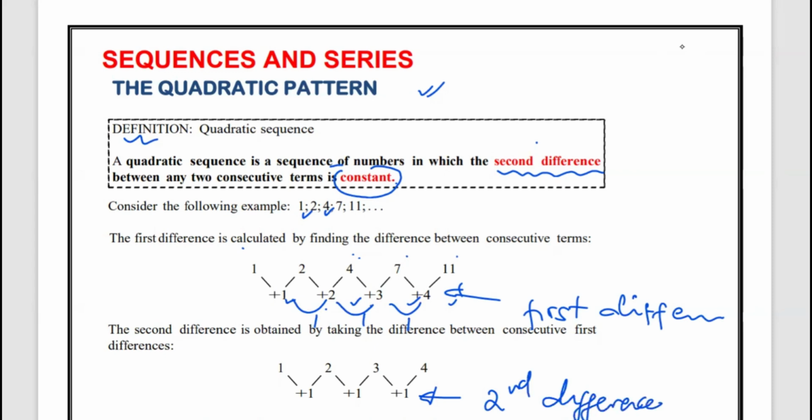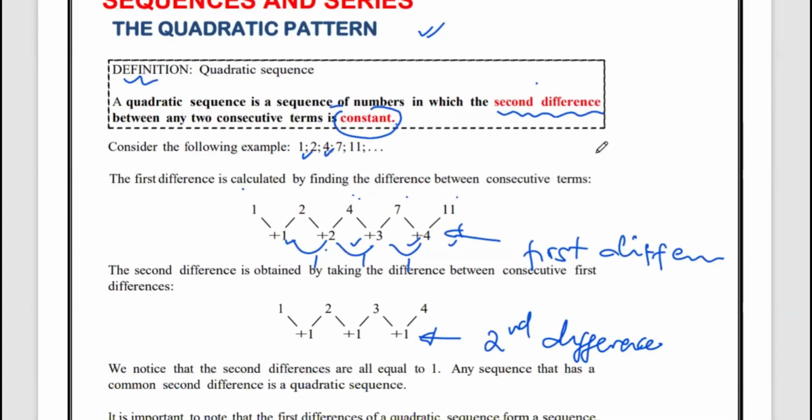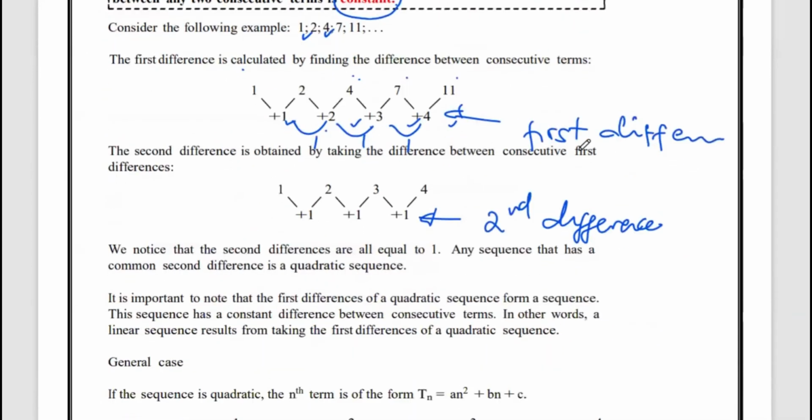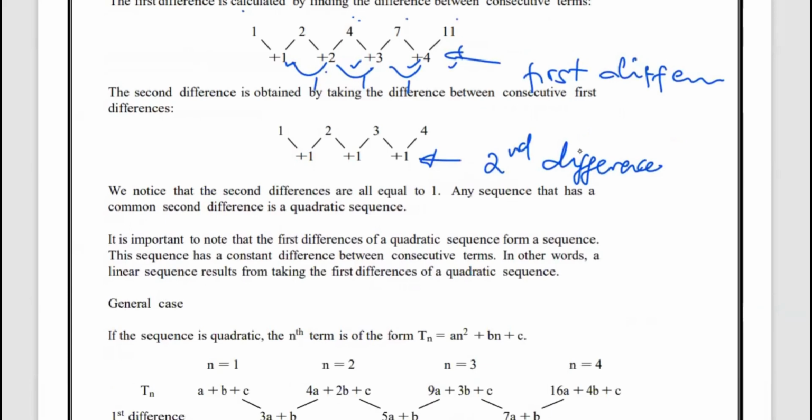And for as long as that second difference is made up of a constant number, then we can go on and conclude that the sequence is quadratic. We noticed that the second differences are all equal to 1, and any sequence that has a common second difference will be known as a quadratic sequence. It's also important to note that the first difference of the quadratic must form an arithmetic or a linear pattern, so that the second one just becomes the constant.